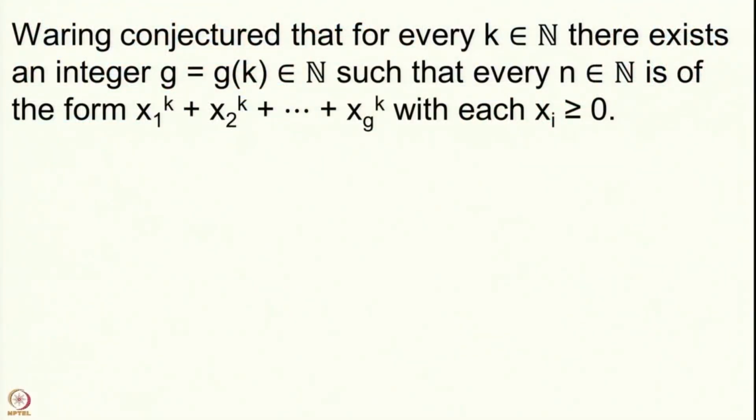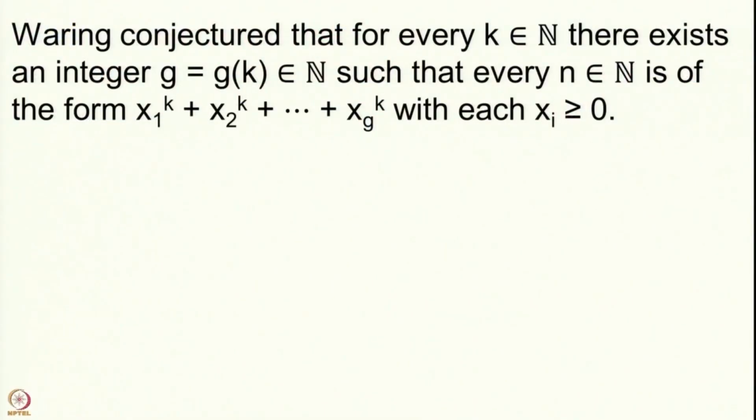Waring made this explicit conjecture. He said that take any natural number k which is bigger than 1. Then he proved that there is an integer g, which is g of k because it depends on the integer k.